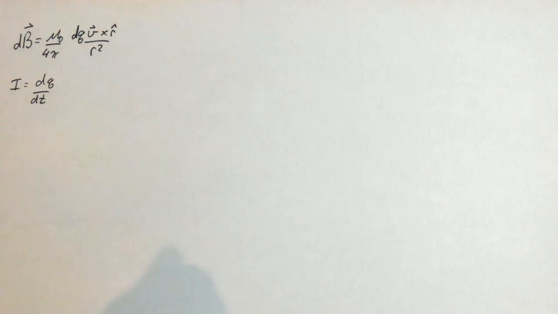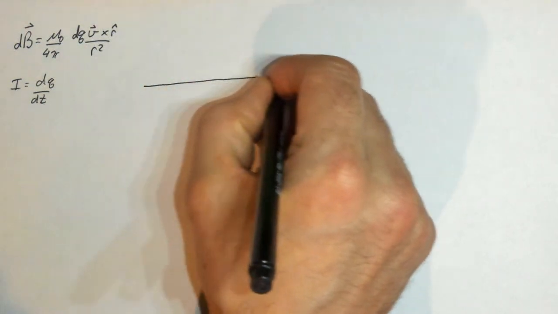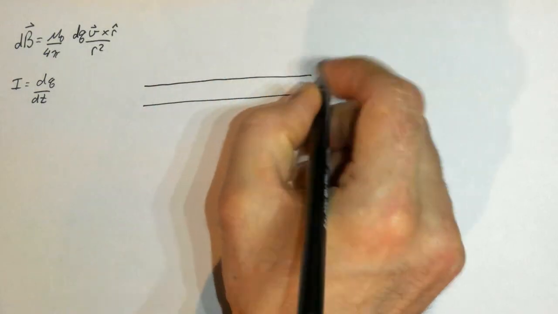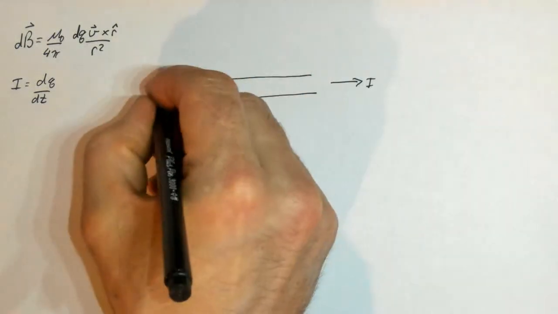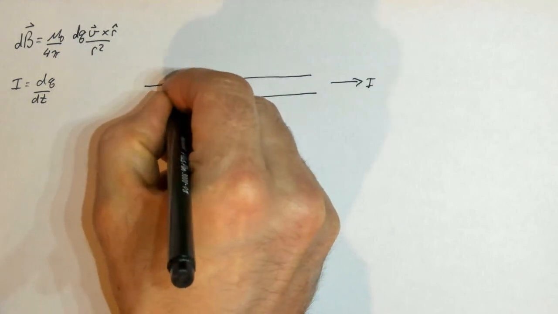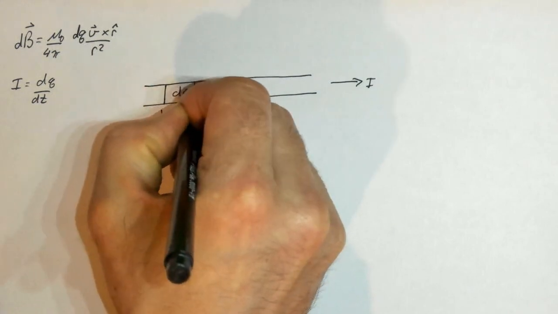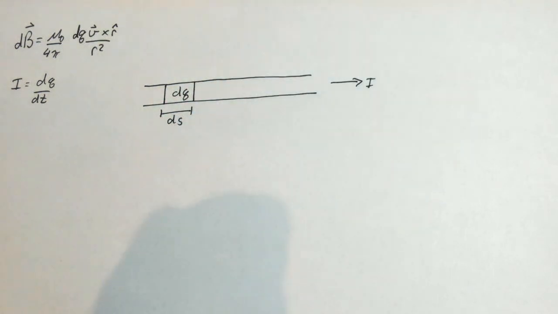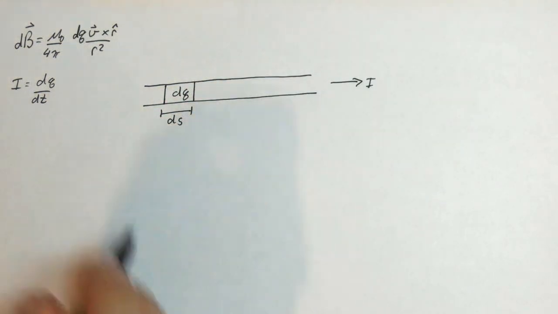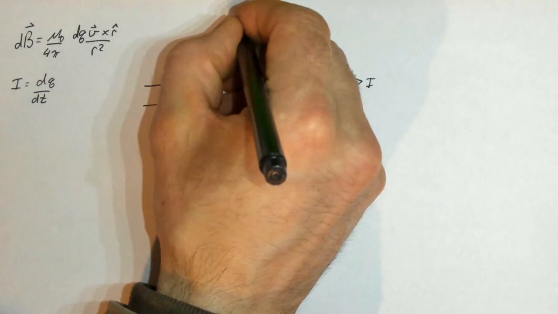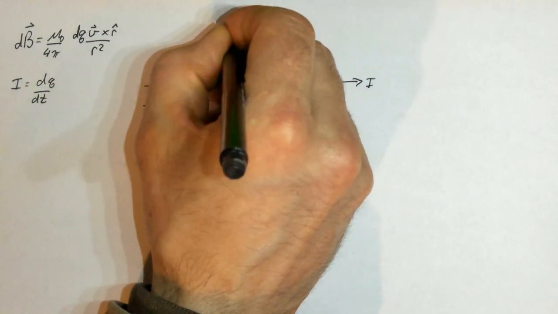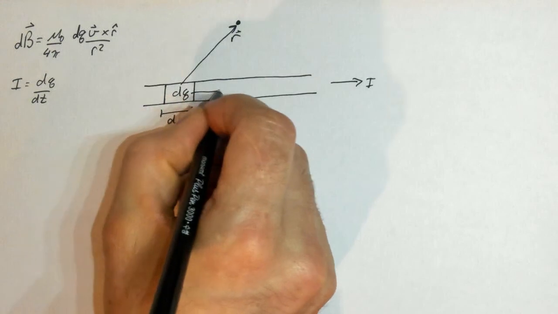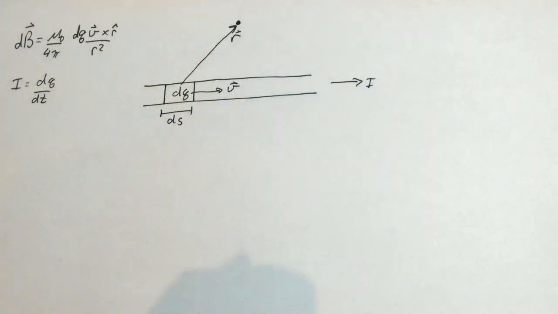So if I write this and say dB is this little dq that's moving, and consider it as part of a wire. So here's a wire. Let's say current is flowing this way, and so there's a little piece of it. This is dq. It's of length ds. And I'm trying to find the magnetic field from that piece at some point. Let's just say right here. So the r would be like that. Now its velocity would be in the direction of the current.